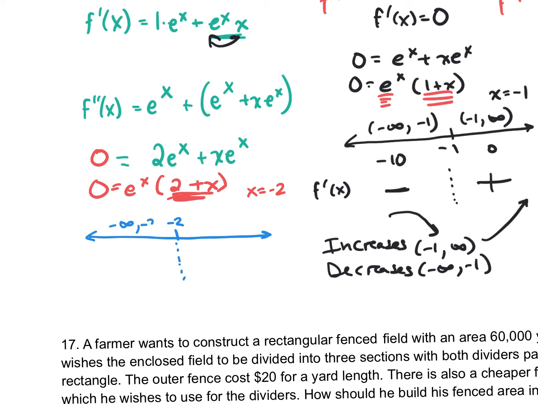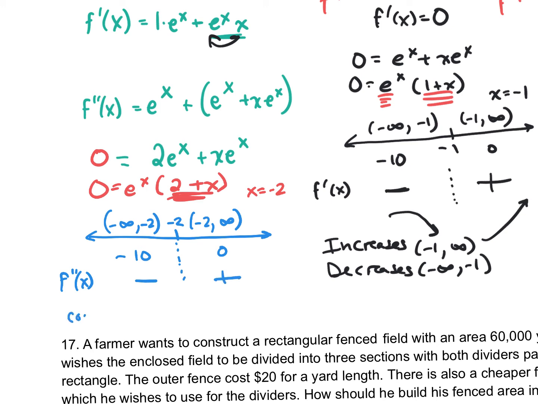So it's either going to be -infinity to -2 or -2 to infinity. So I'll pick a number smaller than -2 and a number bigger than -2, and I'll see what the second derivative is. If I put the second derivative in, I'll get a negative and then a positive. You can plug it in and check for yourself.